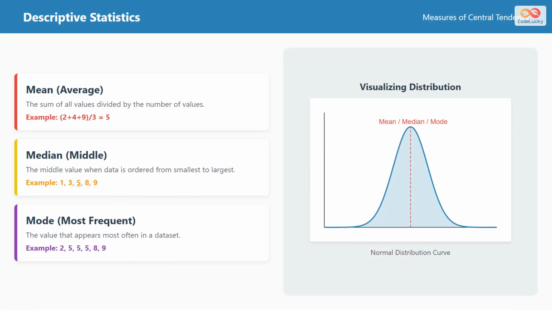Let us look closer at descriptive statistics. This involves measures of central tendency like the mean, which is the average, the median, which is the middle value, and the mode, the most frequent value. It also includes visualizing data distributions, like the normal distribution curve shown here, to understand how data is spread out.